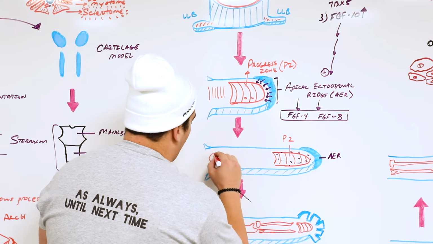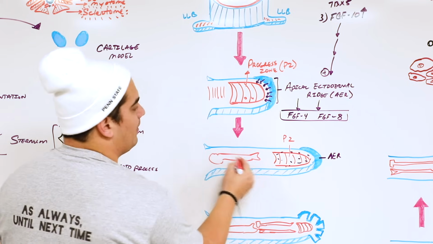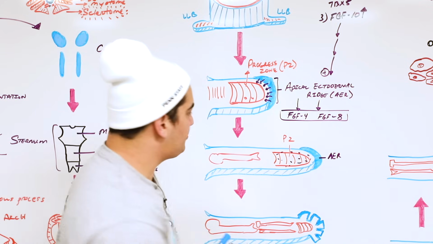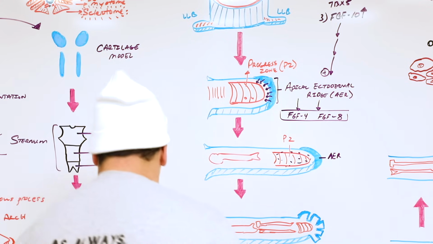And this bone here that we would have, just as an example, would be our humerus, right? If we're looking at the upper limb bud. So that is this process. Now, let's come down and talk about what happens next to the limb bud.